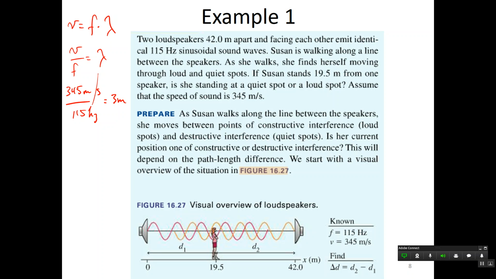They're explicitly given d1. Can we find d2? Yeah, because we've got the total distance between them. So we have the total distance, it's 42 meters. And so d1 plus d2 has to be equal to 42, so 19.5 plus x is going to give you 42. Therefore, x is equal to 22.5. Very good.